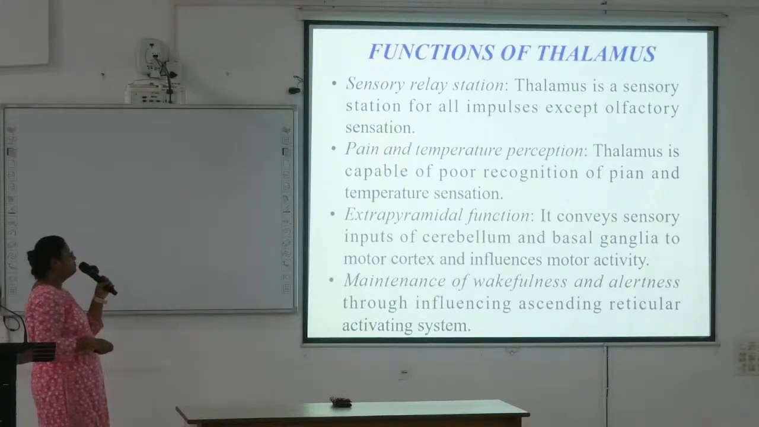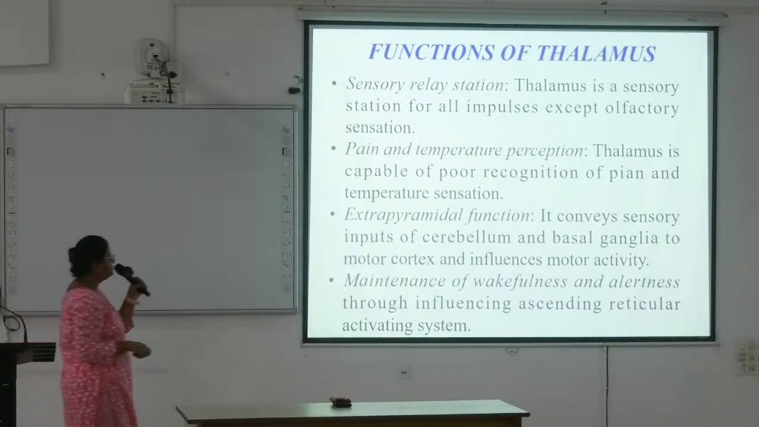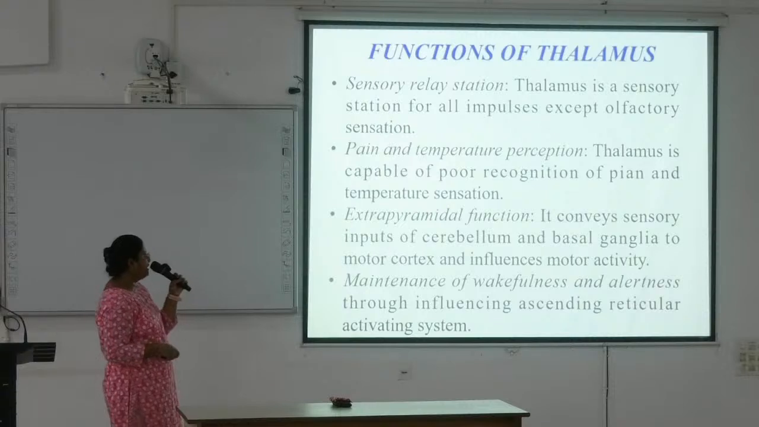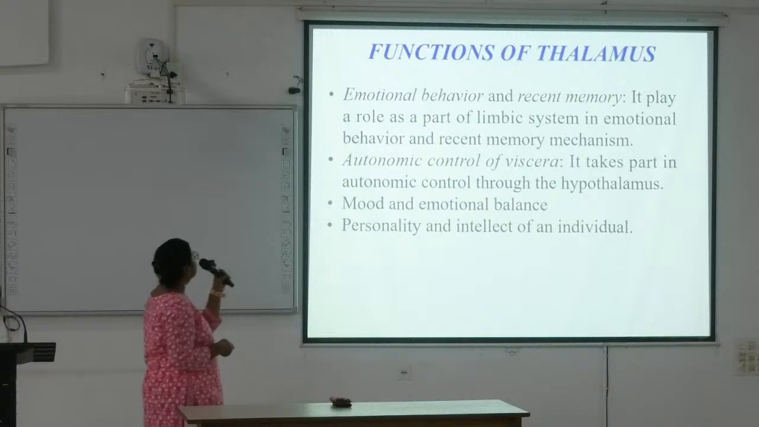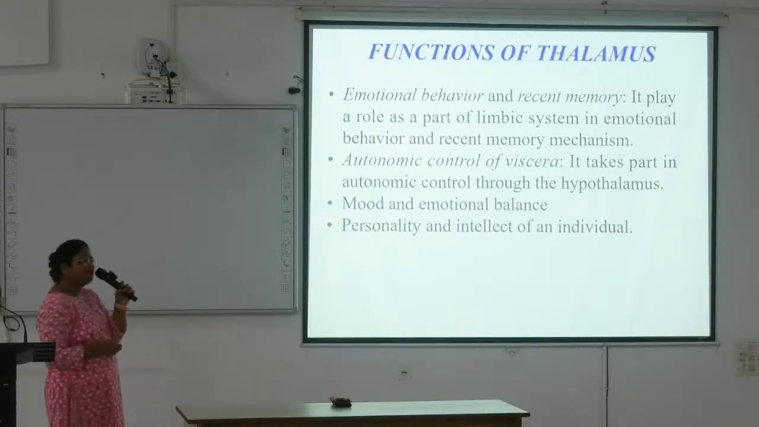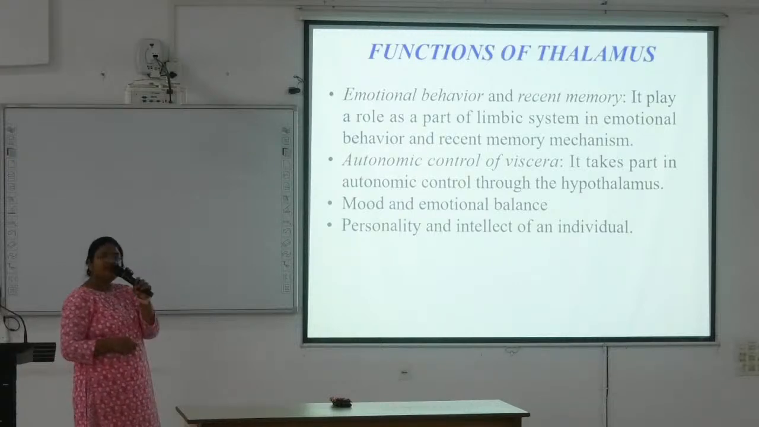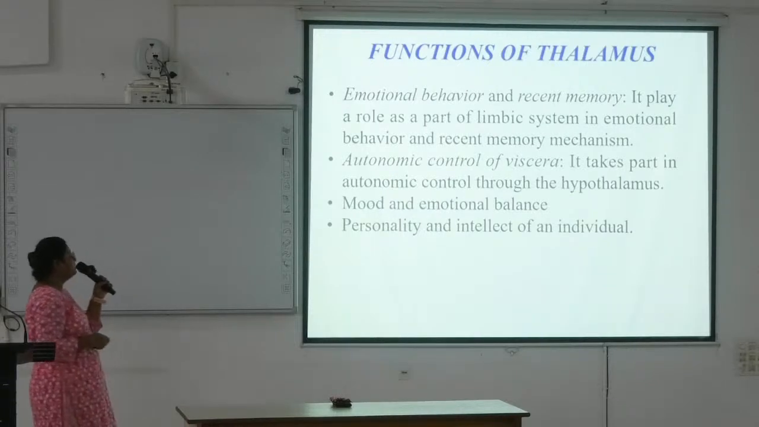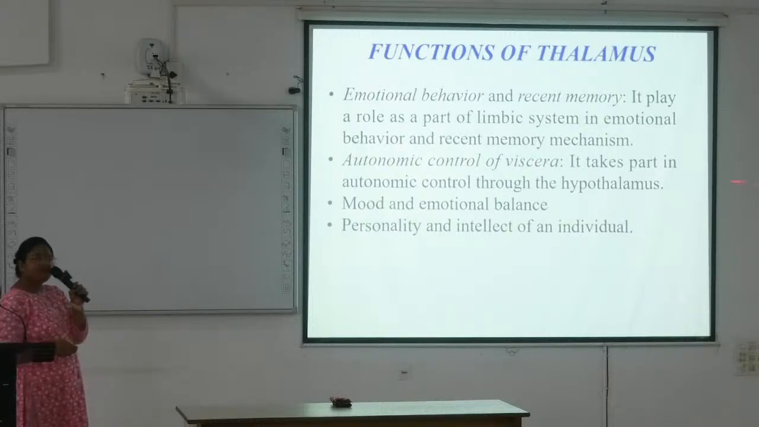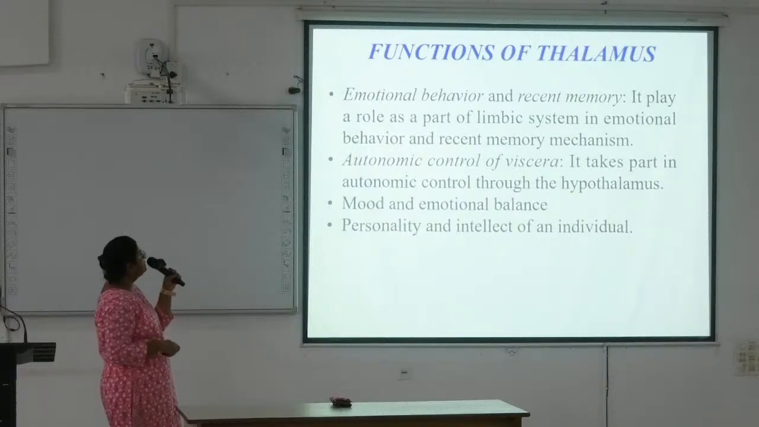Next is maintenance of wakefulness and alertness through influencing the ascending reticular activating system. Okay, it is lying within the brainstem. Next, emotional behavior and recent memory. It plays a role as a part of limbic system in emotional behavior and recent memory mechanism. Autonomic control of viscera. It takes part in autonomic control through the hypothalamus, helps in mood and emotional balance. Personality and intellect of an individual also depends on thalamus. Okay.